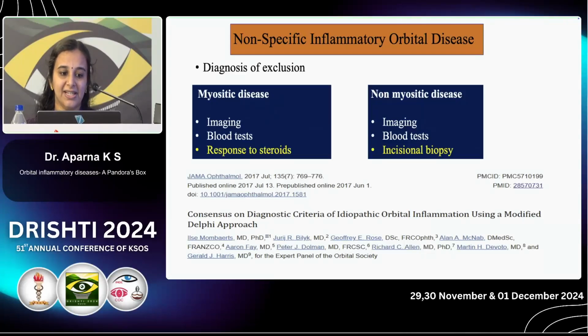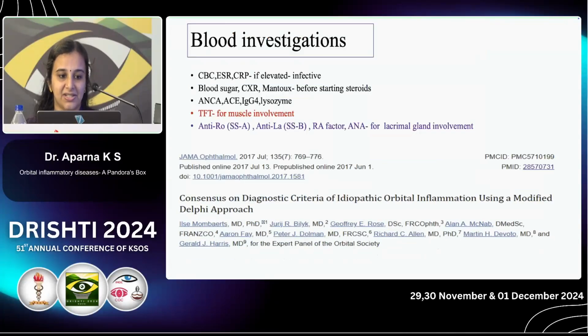And if it is myositic, we can directly start a trial of steroids. If it responds to steroids, that we can include as a diagnostic criterion. If it is non-myositic, like lacrimal gland involvement or atypical involvement, we have to do an incisional biopsy in order to rule out associated systemic conditions.